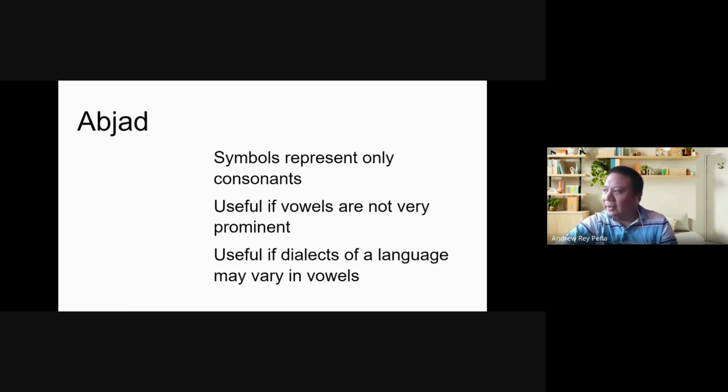So maybe for one dialect, it's ki. Another dialect, it would be ke. So you might as well not include the vowels. Okay, that's an abjad, and it's common in Mesopotamia and in what is called the Near East. So Arabic and Hebrew are abjads.